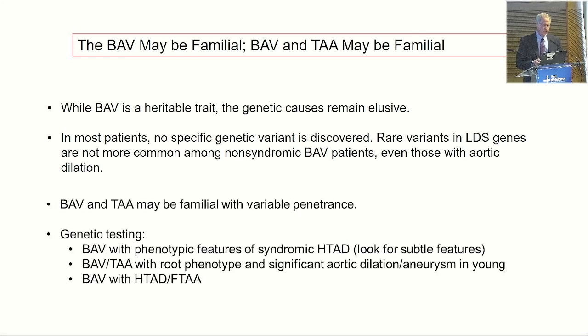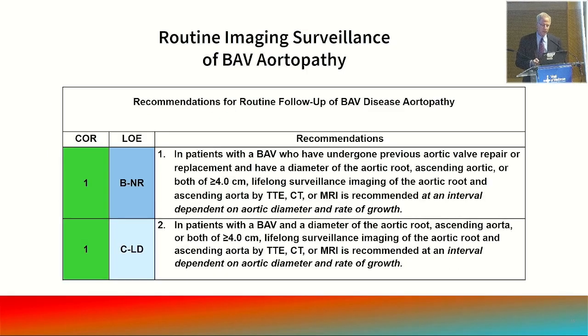The patients that I would consider genetic testing for or further evaluation are those with phenotypic features of a syndromic aortopathy. So again, looking for the subtle features. I pay a special attention to those with root phenotype and significant aneurysm disease, especially when present in very young individuals. And of course, those with bicuspid valve that have family history that sounds suspicious with heritable disorders or familial thoracic aortic aneurysm disease. We talked about imaging.